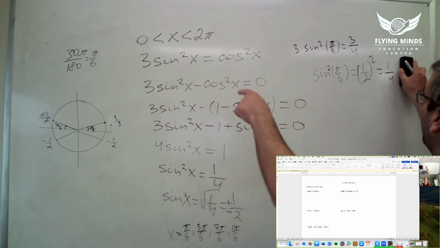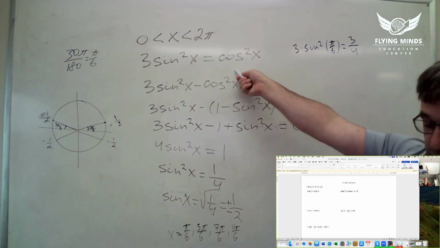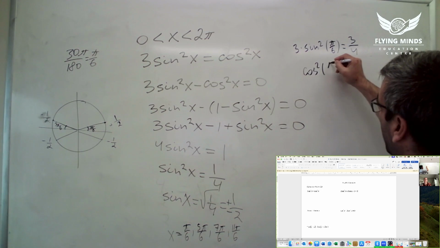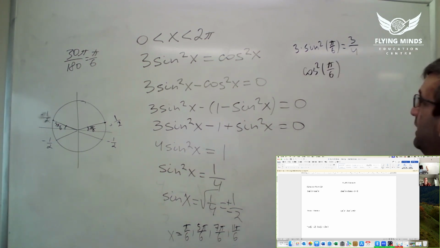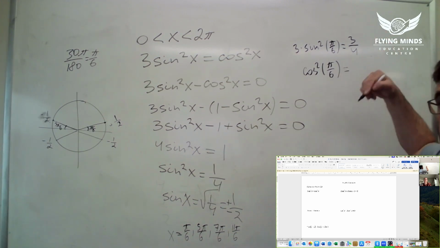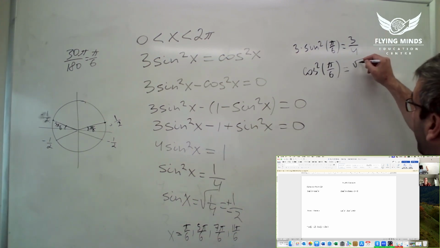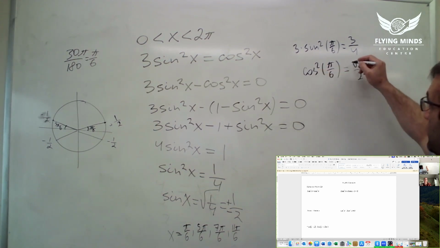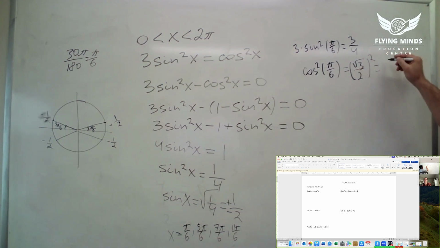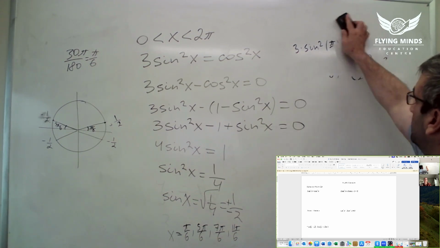Okay, so that's the left side. So let's try the right side. Cosine squared of pi over 6. Okay, so cosine of pi over 6 will be square root of 3 over 2. And then we have squared. We square it, and what do we get? We get square root of 3 squared will be 3, and 2 squared will be 4. Okay, that makes more sense. So you just check your answers. Okay.